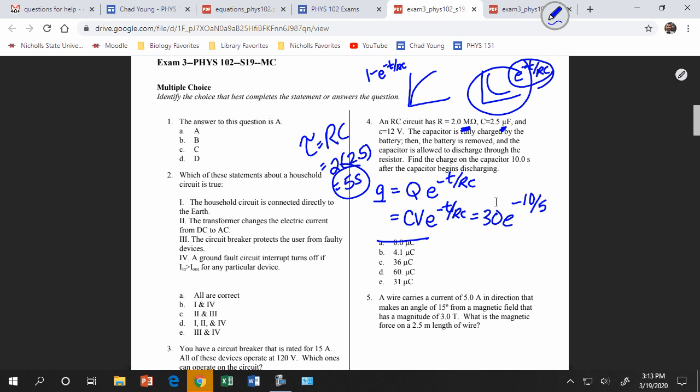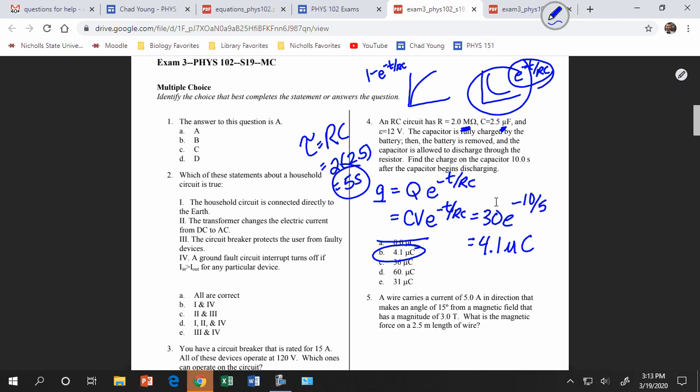Try this on your calculator, because if you've never done it, you might not know where the e is, and you might actually press a button that looks sort of like the exponential function but isn't really the exponential function. So just try it out, please, right now. And I get 4.06, or 4.1 microcoulombs. So B is the right answer, and that sort of jives with what I think.